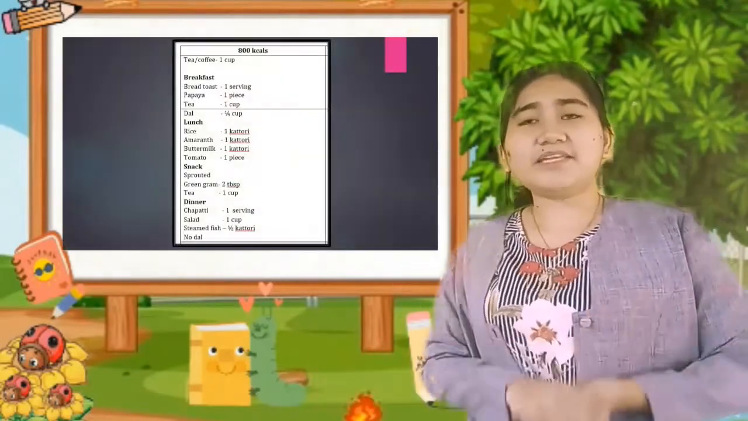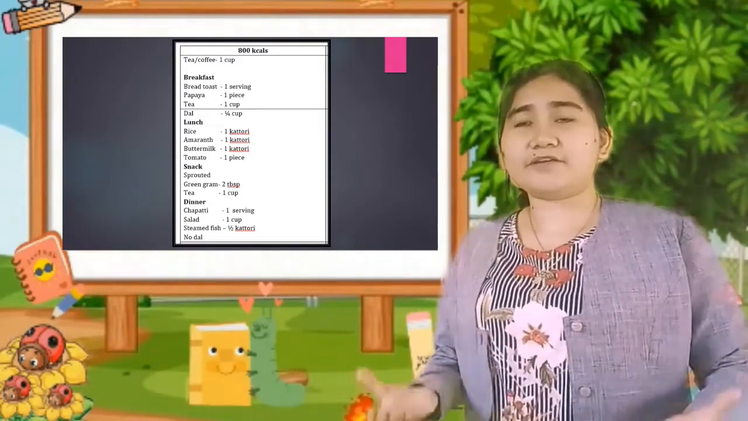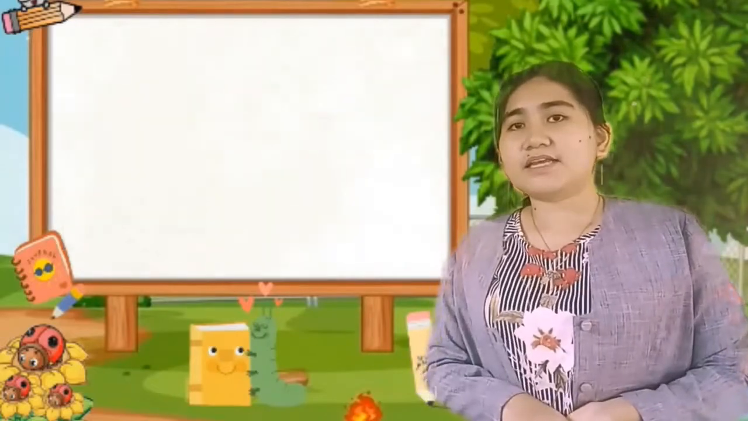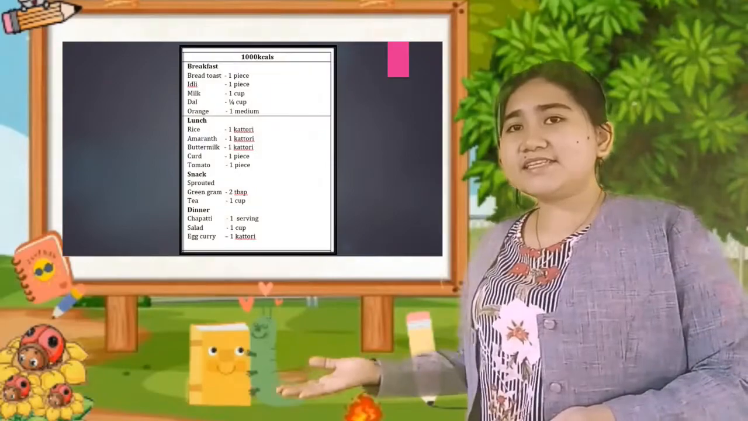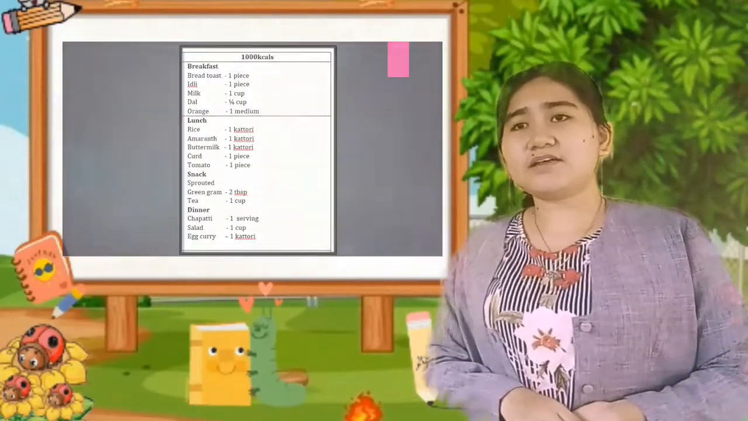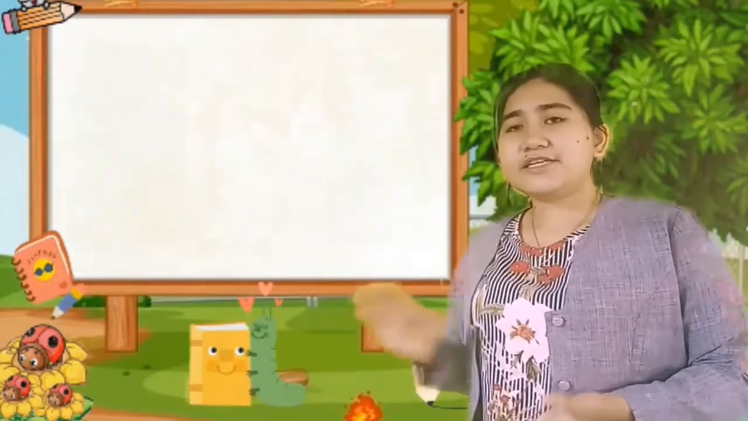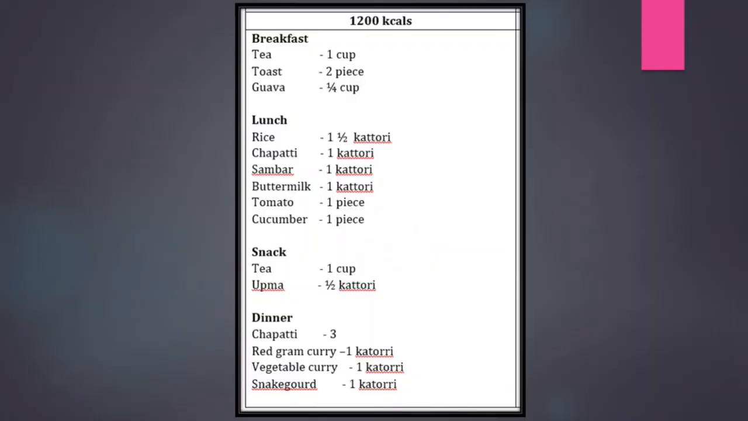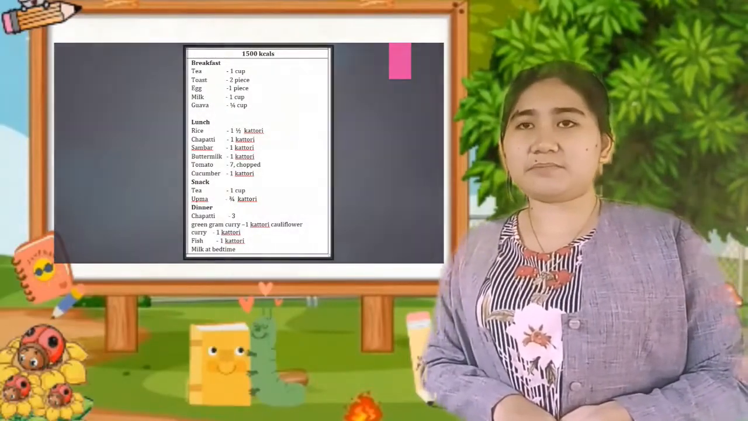A planned meal within a day for 800 calories per day for breakfast, snacks, lunch, and dinner. Next is a meal plan for 1,000 calories. Third is a meal plan for 1,200 calories. And last is the 1,500 calories meal plan.